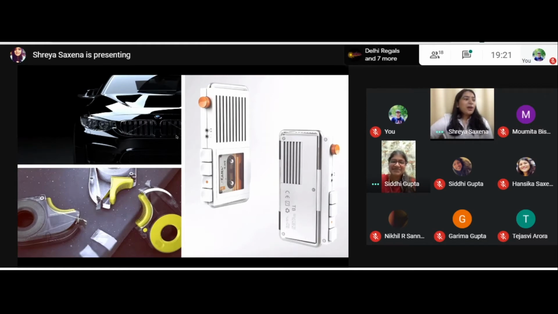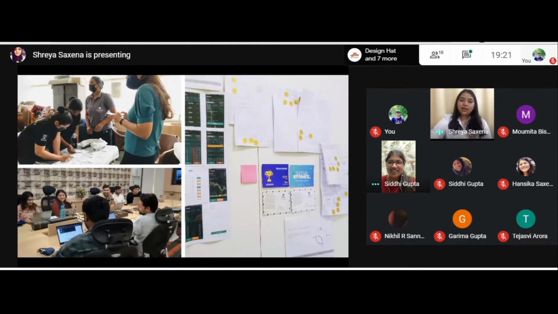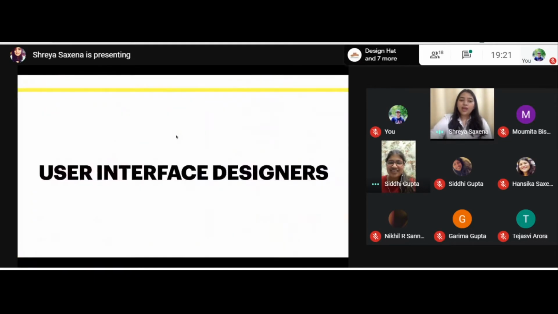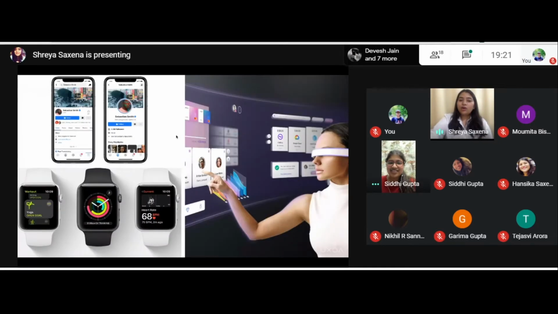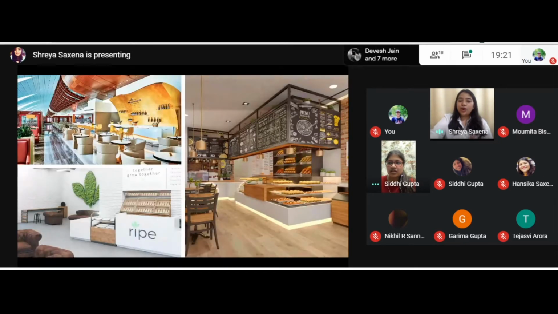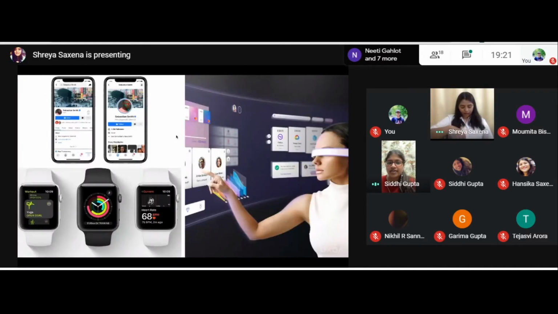I'm sorry, I did not get this. Different designers for what? Are you saying it's related to particularly interface designing, or is there any other designing that you are referring to? He asked 5 minutes back. So I think, okay, he's asking in general.